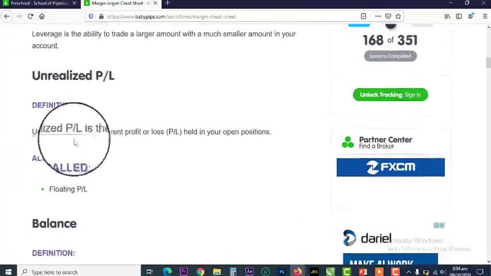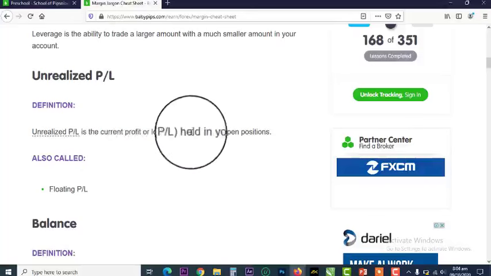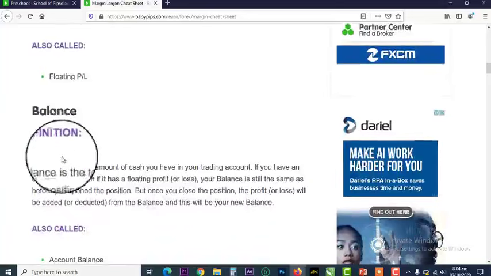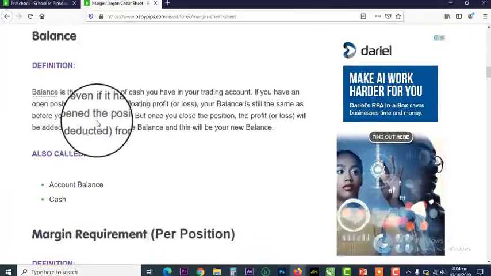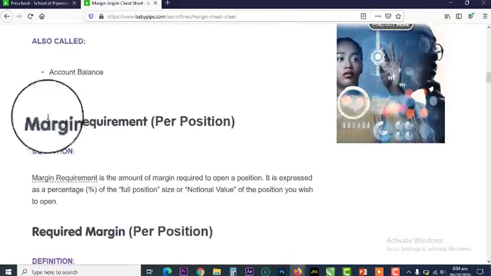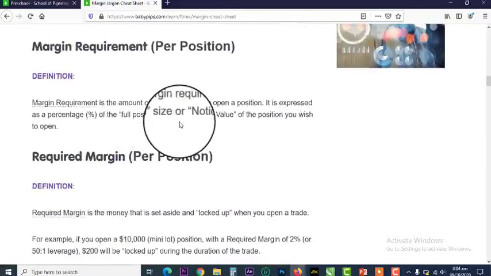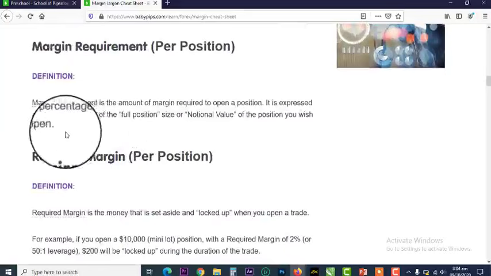Unrealized profit or loss is the current profit or loss held in your open positions. It's also called floating profit or loss. Balance is the money you put in your account. Margin requirement per position is the amount of margin required to open a position, right?